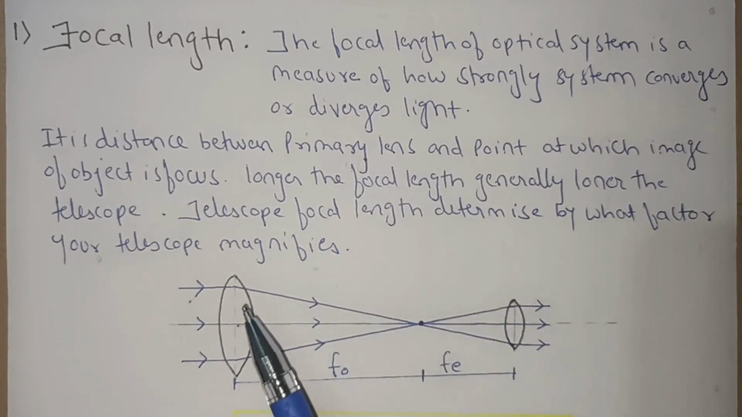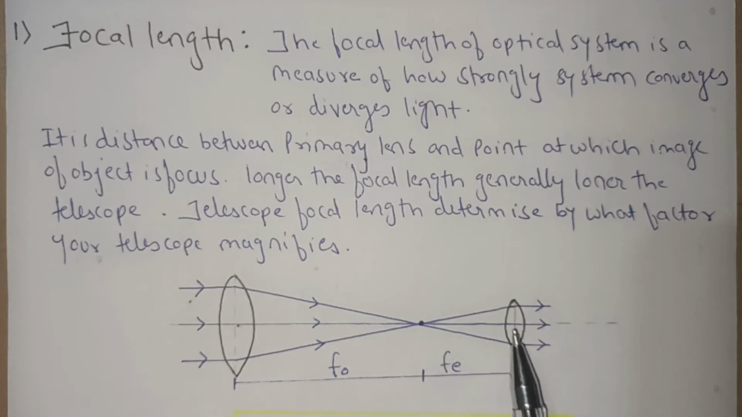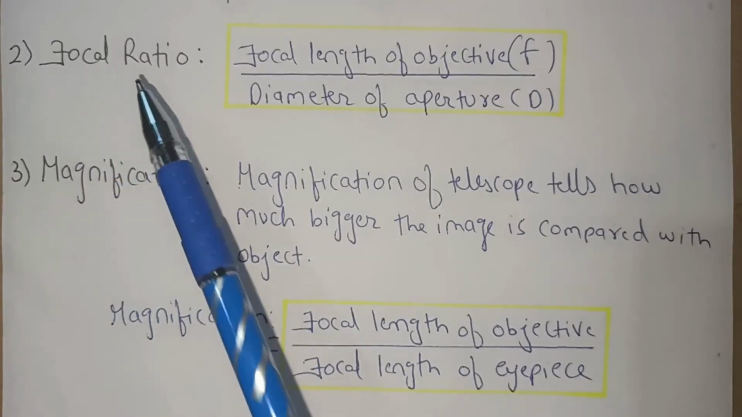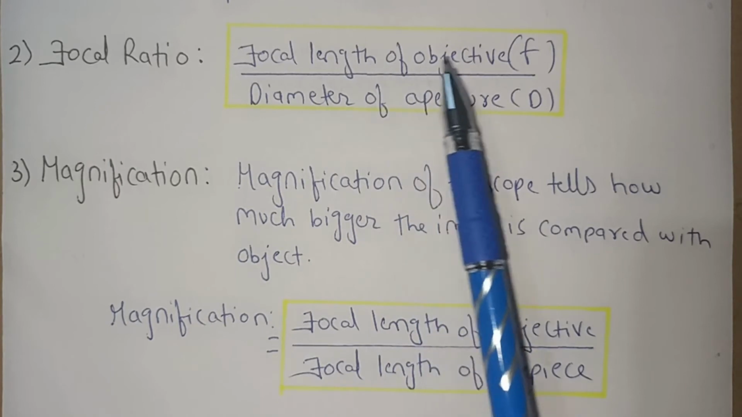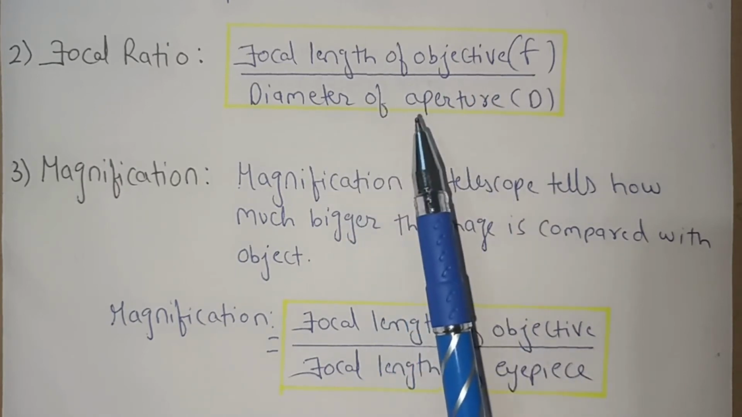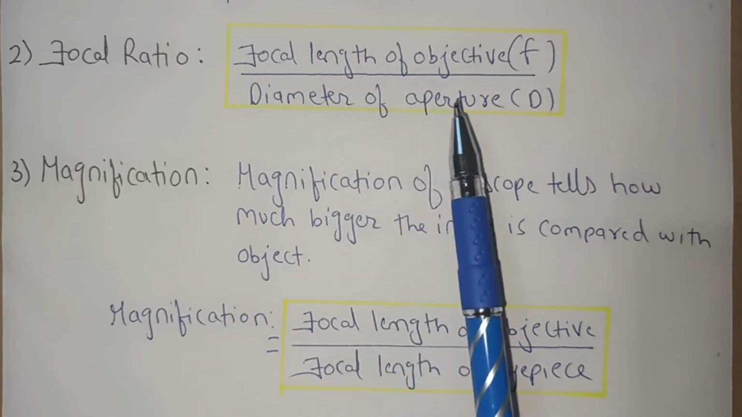Now you can see this is the objective lens, or you can call it the primary lens. This is your focal point and this is the eyepiece. Okay, now the distance from the objective lens to this focal point is called the focal length of the objective, and the distance from this focal point to the eyepiece is called the focal length of the eyepiece. Now the second characteristic is focal ratio. It is the ratio of the focal length of the objective, that is FO, divided by the diameter of the aperture, okay, or you can say the diameter of the objective lens.